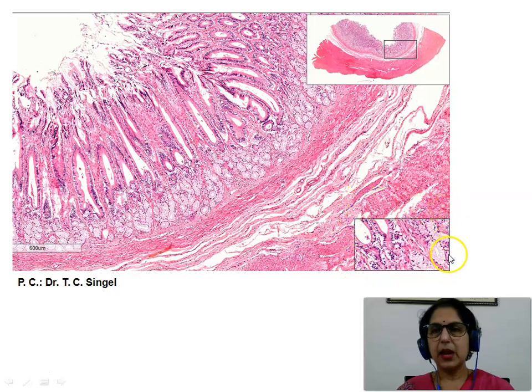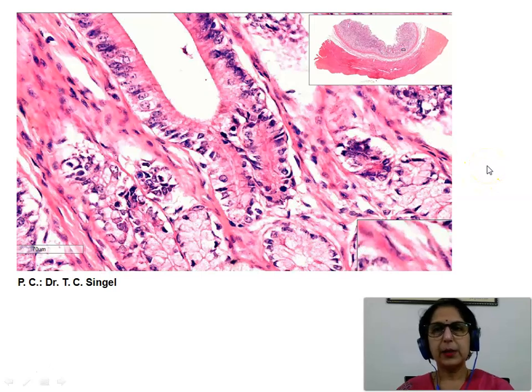In a high power view here, we see the cells of the lining epithelium, the tall columnar cells with an oval basal nucleus, and we also see a magnified view of the pyloric gland, which is lined by cuboidal cells with a flattened nucleus at the base. Cells appear empty since the mucus gets washed away during tissue preparation.